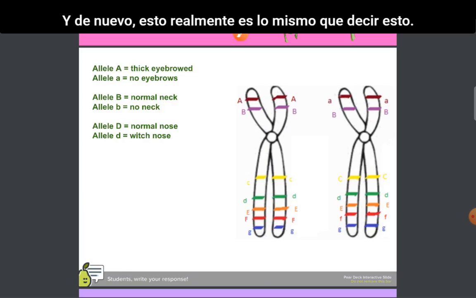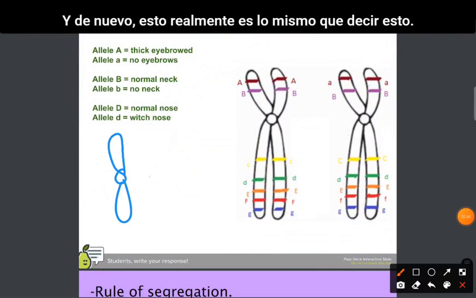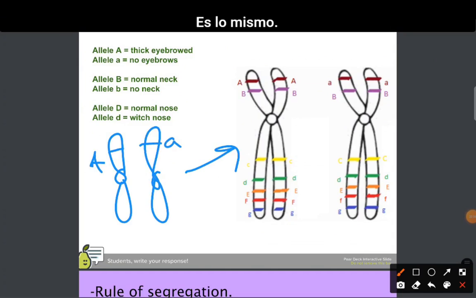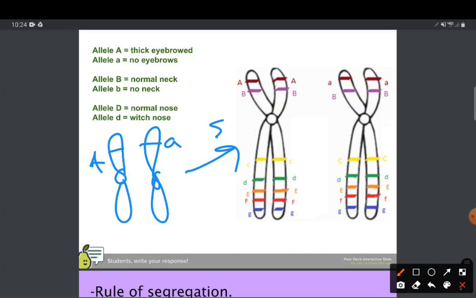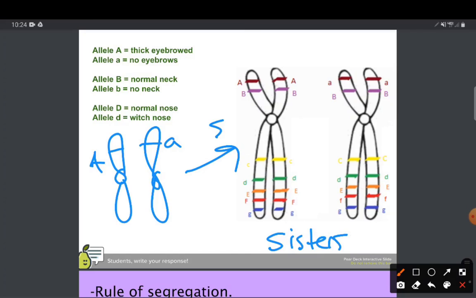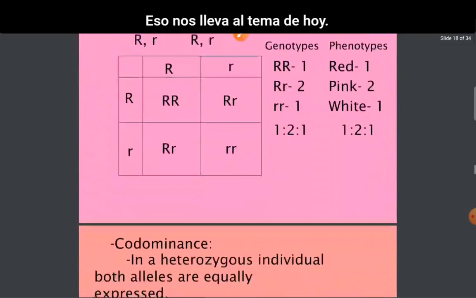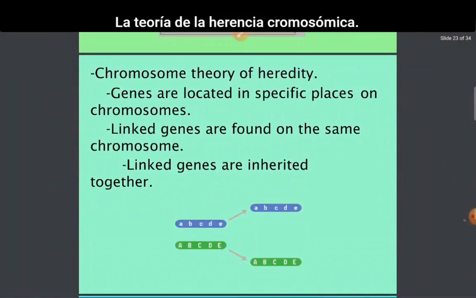And so again, this really is the same thing as, say, this. It's the same thing. It's just has been through S phase. Still two chromosomes. It's just these have sister chromatids. That leads us to today's topic, the chromosome theory of inheritance.